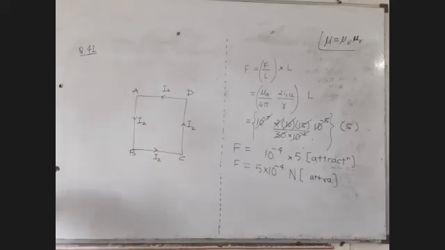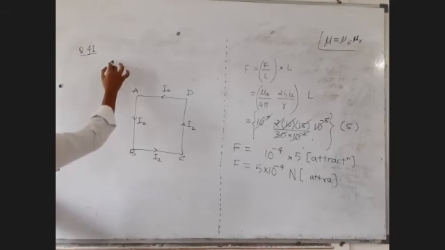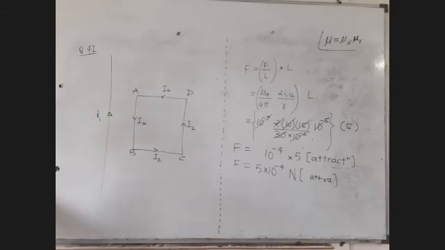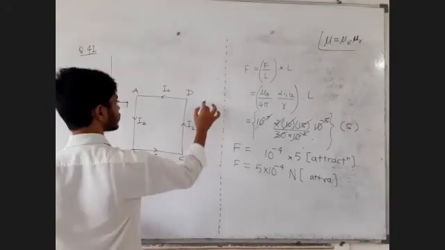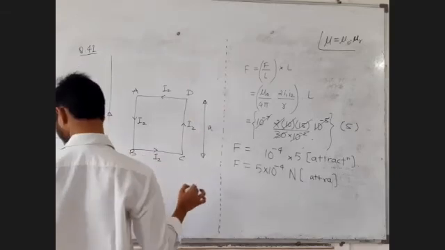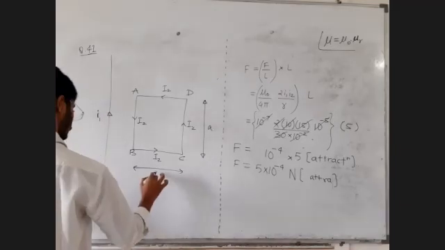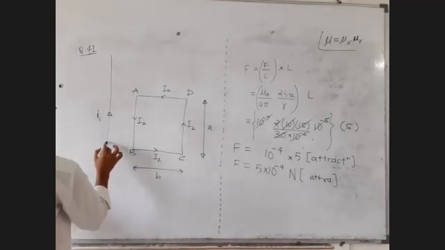In the adjoining figure, the force on the current carrying loop ABCD due to the long current carrying wire I1, and the current is given I1 going up. That is I1, I2, side length A, side length B. This separation is small d.